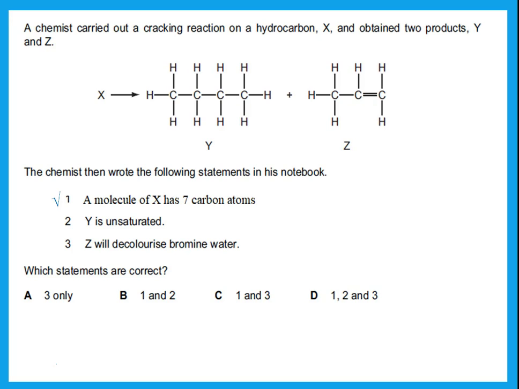Y is unsaturated. Where is Y? What do we mean by unsaturated? We said unsaturated means has double bond. Does Y have a double bond? No. Z will decolorize bromine water. Which compounds decolorize bromine water? Alkenes. Is Z an alkene? Yes. So actually it is 1 and 3, so my answer is C.